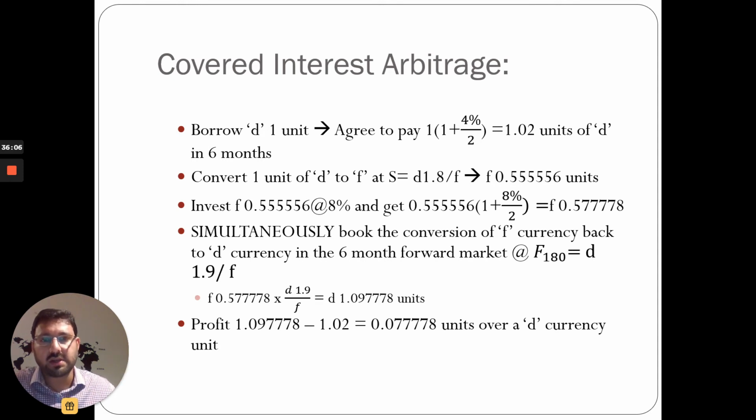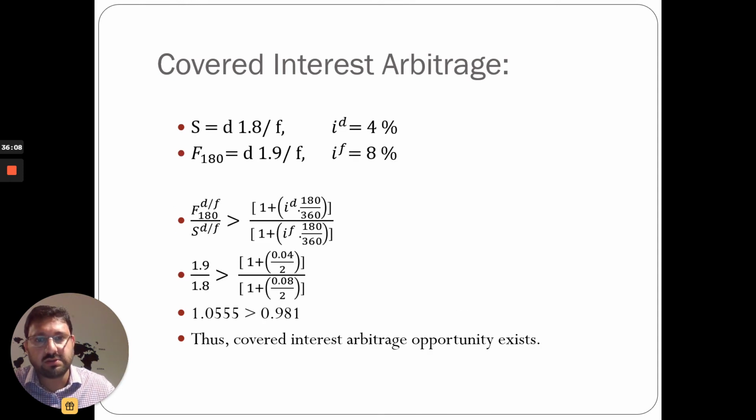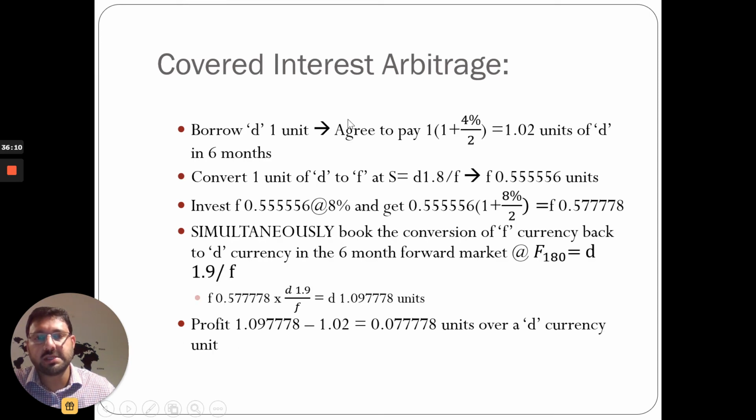So the interest rates are given on a per annum basis. So you agree to pay 1 into 1 plus 4% divided by 2, so 1.02 units of D currency in 6 months. Now convert this 1 unit to the F currency at the spot rate.